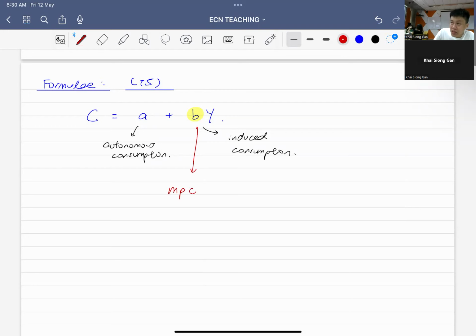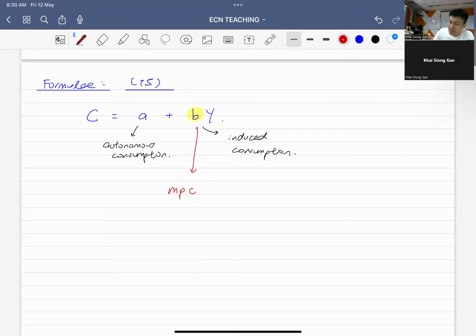That means every time you earn, for example, 1,000, how much of this 1,000 are you going to spend on goods and services, on items that you want to buy? So that's the first consumption function that you have to know.